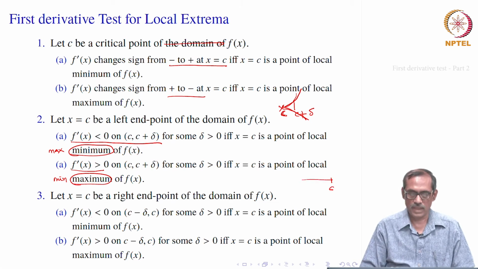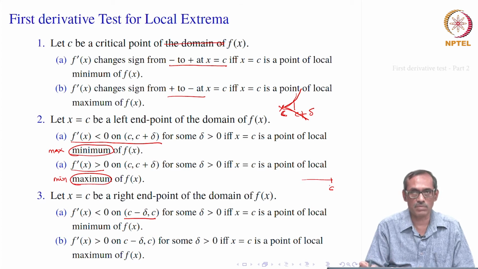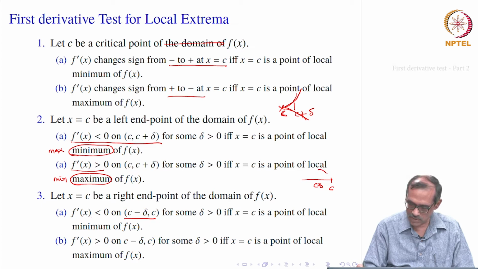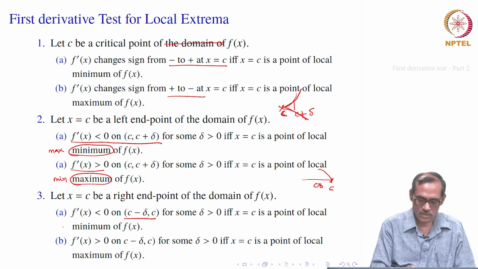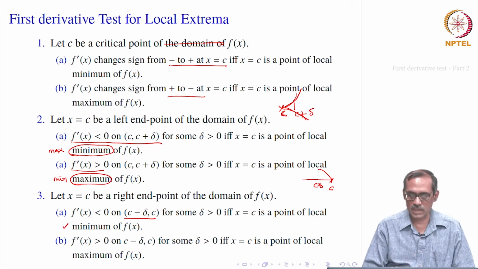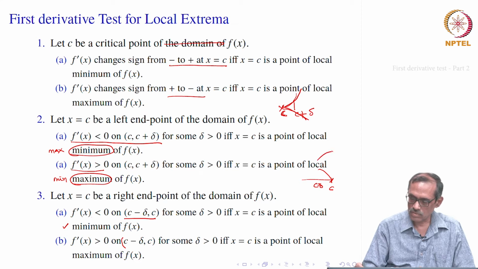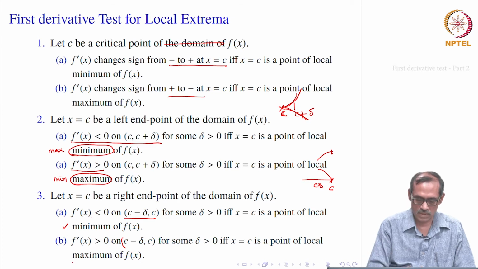And suppose it is a right endpoint on the other side, then only one of the neighborhoods is relevant, c minus delta to c. Now f prime x is less than 0, so f is decreasing there. That means it will decrease to this, so this should be your local minimum, that is correct. Now, if f prime x is bigger than 0 on c minus delta to c, then it is increasing this way to f(c). So that means at c it should be a local maximum, that is what it says.